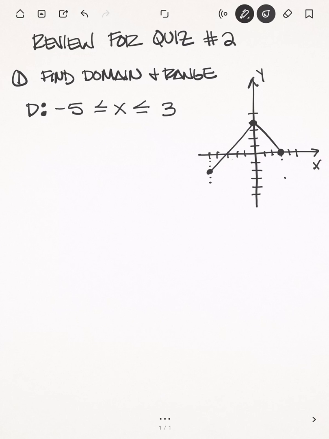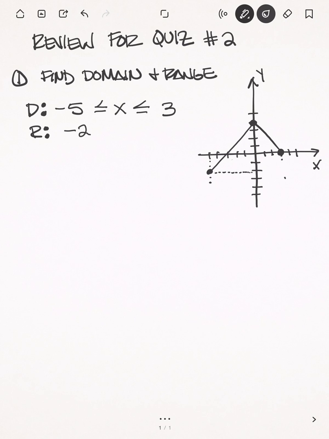All right, let's find the range. To find the range, we go from bottom to top. So where does the graph start going from bottom to top? Well, if you look right here, this is the lowest point of our graph. It starts at, on the y-axis, it starts at -2. So I'm going to put -2 here.